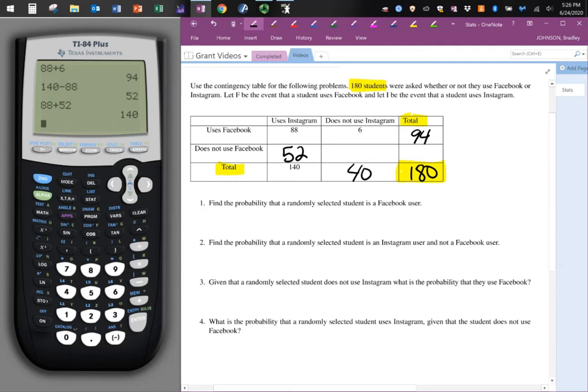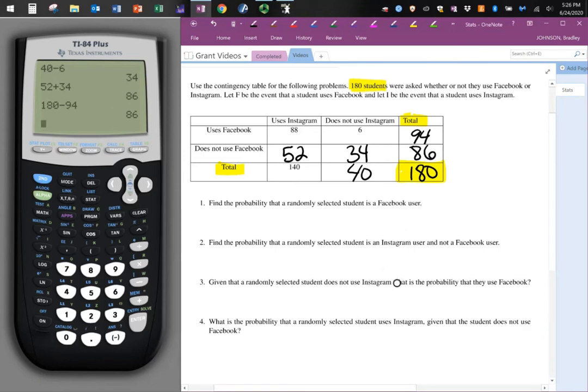Now, what about this column? 6 plus something gives you 40, or you could just check 40 minus 6, so 34. So 34 plus 6 would give you 40. That's another way to do it. And then there are two ways to get this spot. You could add the row, 52 plus 34 gives you 86, or you could take 180 and subtract 94 to find what's missing. Well, 86 is missing. So there are two different ways to find that 86 value.